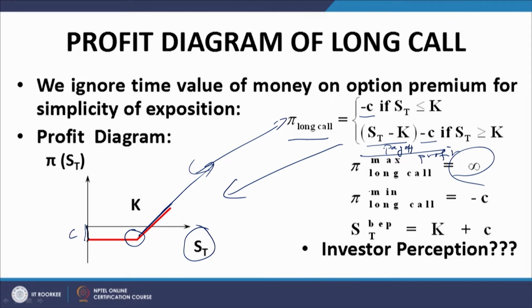The minimum profit or the maximum loss is equal to the call price. That is, if S_T happens to be less than K, then obviously the call is worthless and the price that you have paid for getting into this long call position is a sunk cost, a loss. The break-even point is this particular point, that is K plus C. That can be worked out from the geometry of this figure, or from the profit function. If you equate this to 0, you get S_T break-even equal to K plus C.